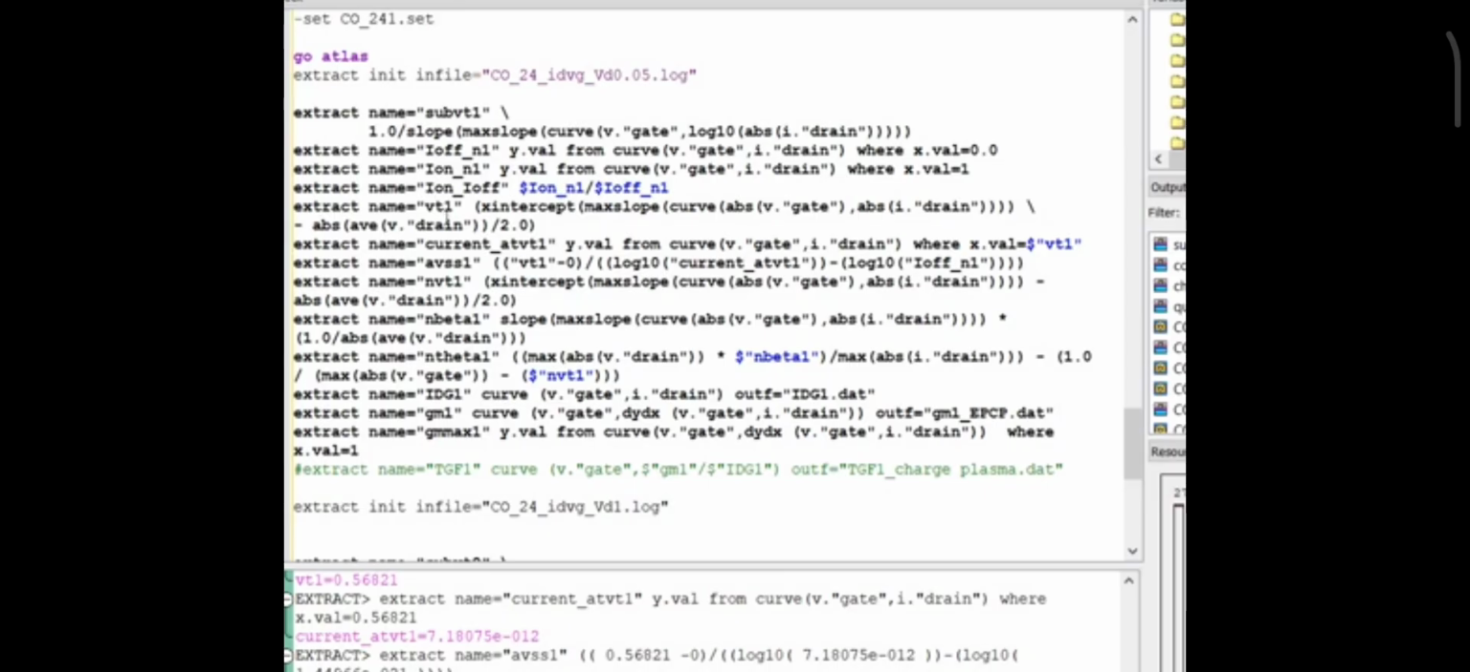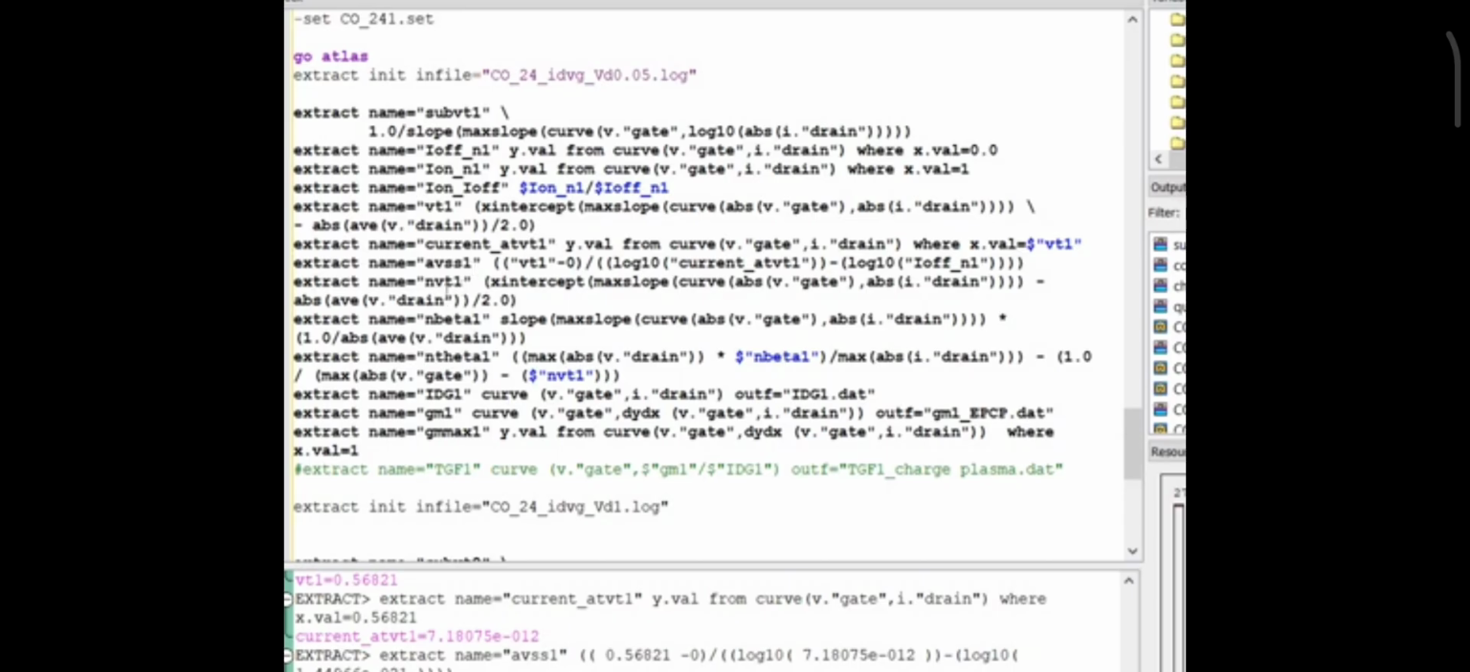Next is the threshold voltage. We are using this code to find out the threshold voltage. Next is the current when the VGS voltage is equal to the threshold voltage. Next is the formula for the average subthreshold slope.